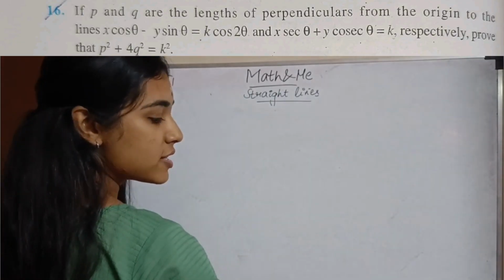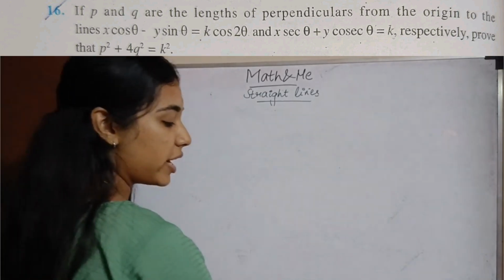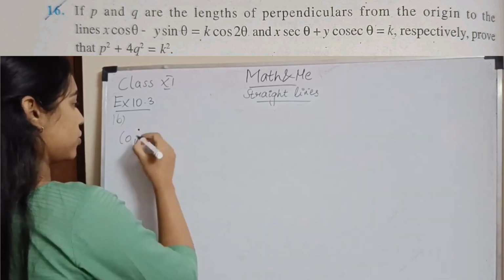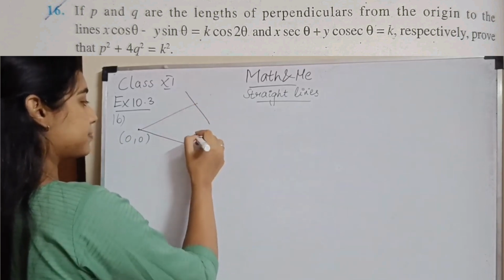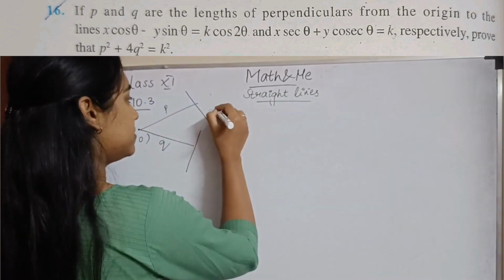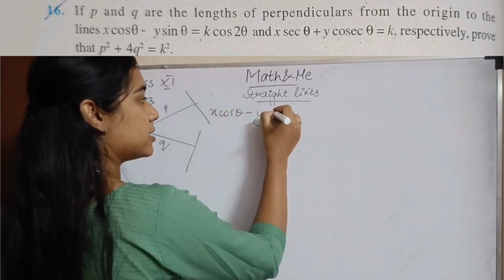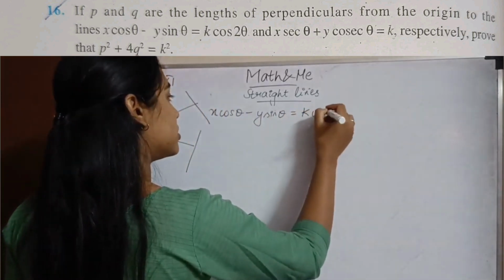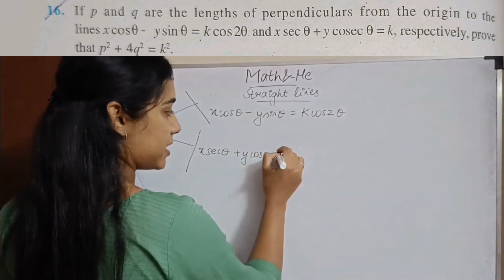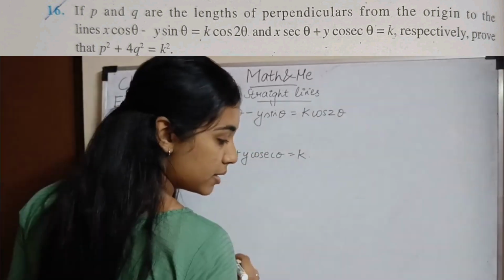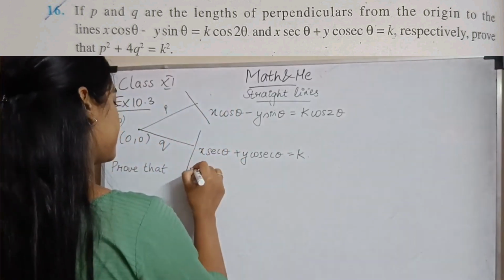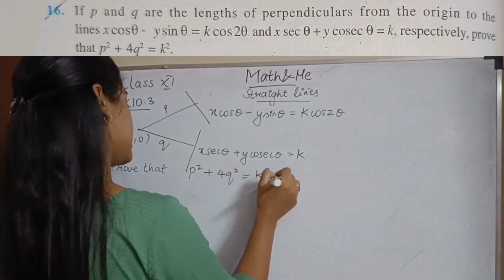Question number 16. P and Q are the lengths of the perpendiculars from the origin to the line x cos theta. So two equations are given and the distance from the origin is given. Okay. So the first point is 0, 0. You have two lines. This particular distance is P, this particular distance is Q, and the equation of this particular line is x cos theta minus y sin theta equals k cos 2 theta. And the equation of the other line is x secant theta plus y cosecant theta equals k. Prove that p square plus 4q square equals k square.